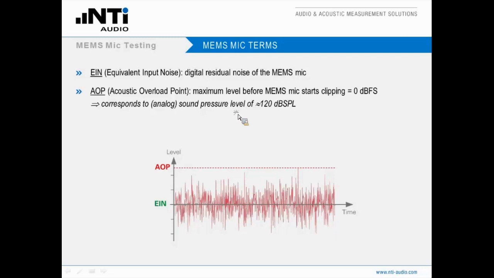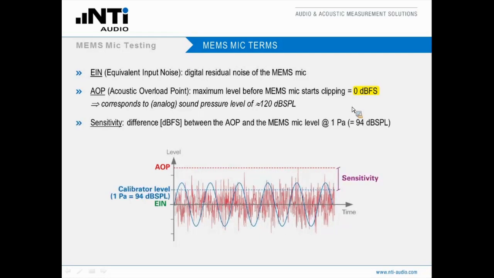What is important is that this AOP point also defines the 0 dBFS reference. dBFS stands for decibel full scale. So the AOP point always defines the 0 dBFS reference point for the digital level scale. I will show you that on the next slide again.